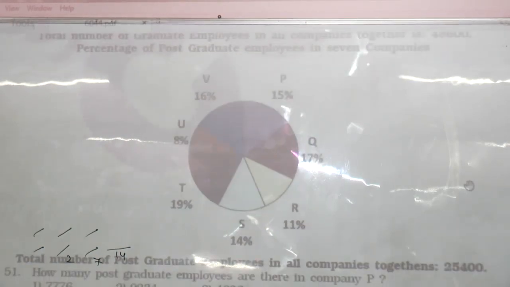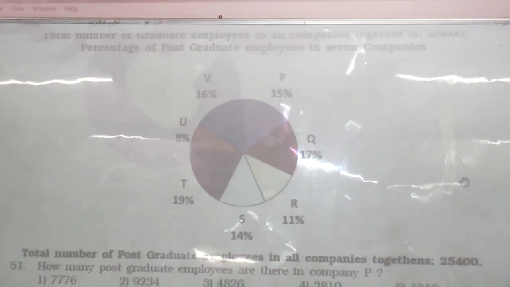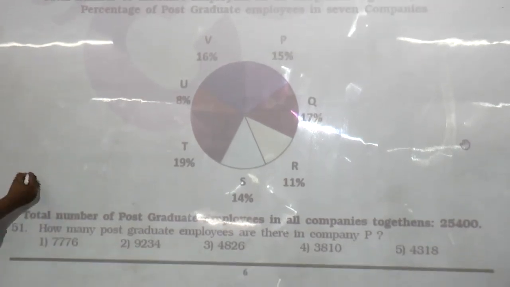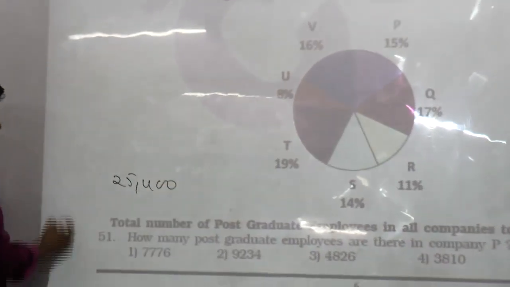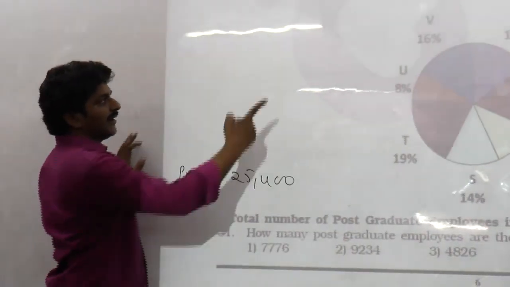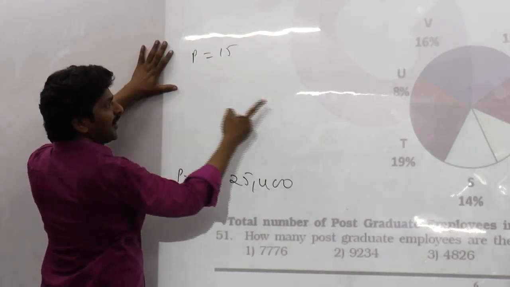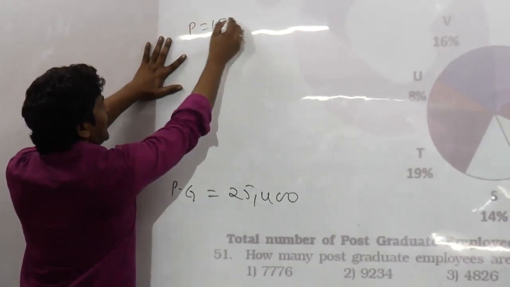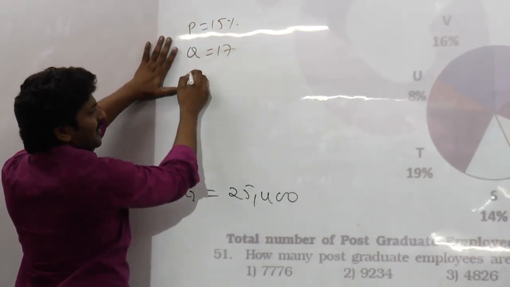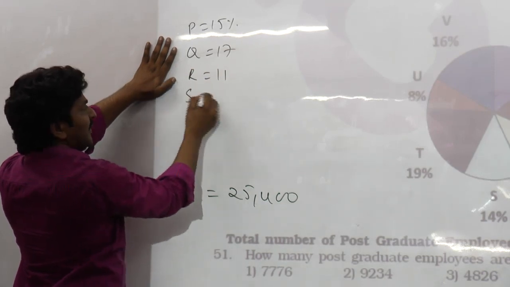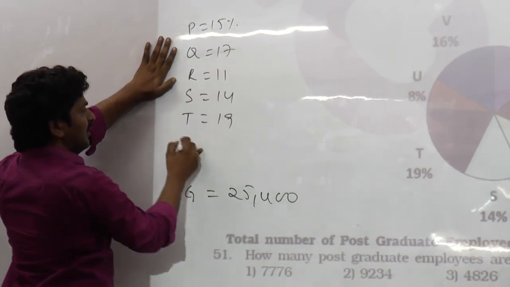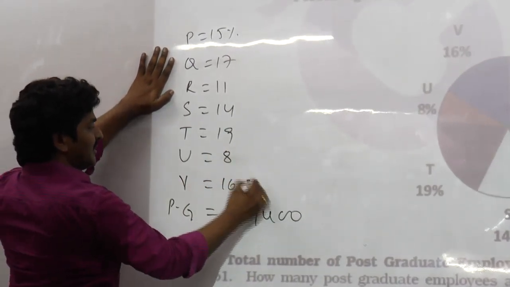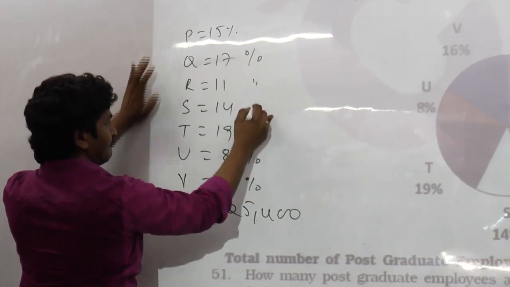Fine, let me write this. This is about postgraduates. Total number 25,400. Total postgraduates. And P it is 15%. How many are there? 3, 7. P 15%. Q 17. R 11. S 14. T 19, U 8, V 16. So all these are percentages. Right.